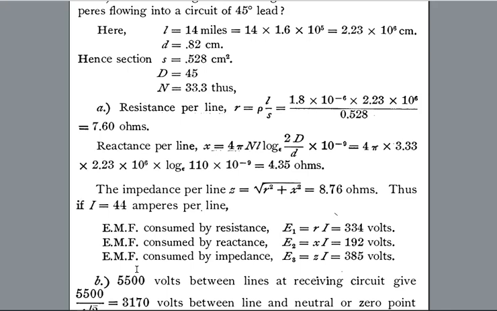The impedance per line Z equals square root of R squared plus X squared equals 8.76 ohms. Thus, if I equals 44 amperes effective per line, electromotive force consumed by resistance E1 equals Ri equals 334 volts. Electromotive force consumed by reactance E2 equals Xi equals 192 volts. Electromotive force consumed by impedance E3 equals Zi equals 385 volts.